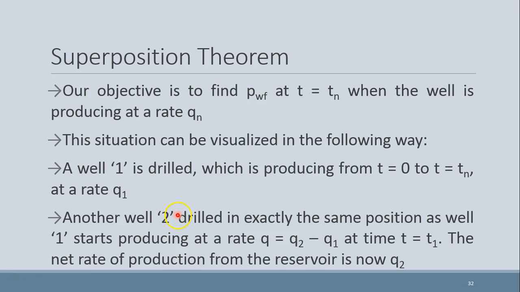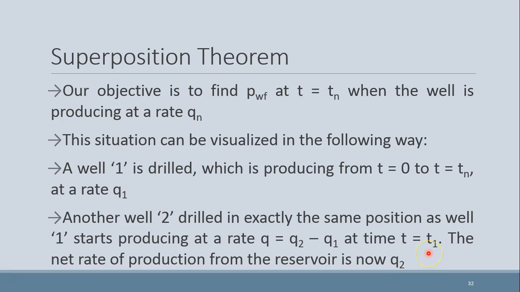Another well 2 is drilled exactly in the same position as well 1. This is hypothetical, a way of visualizing. It starts producing at a rate q2 minus q1 at time t = t1. So this hypothetical well 2 starts to produce from the reservoir at t = t1, at a rate of q2 minus q1. Now the net rate at which fluid is being produced from the reservoir will be equal to q2.